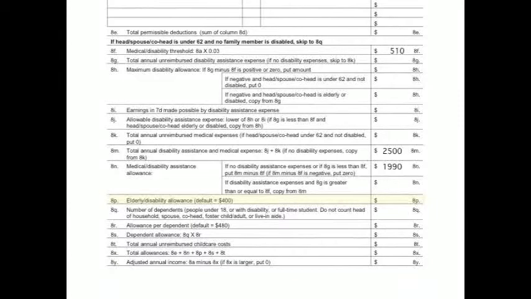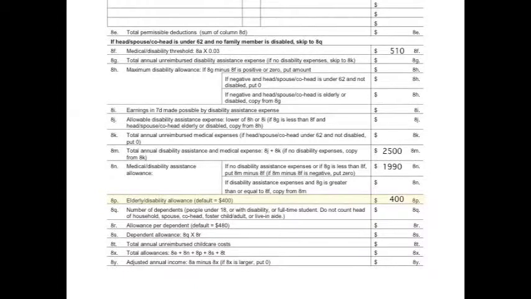This is our elderly disability household allowance. Because Jenny's husband is disabled, he qualifies the family as a disabled family and they get that $400 allowance. So on 8P, write $400.